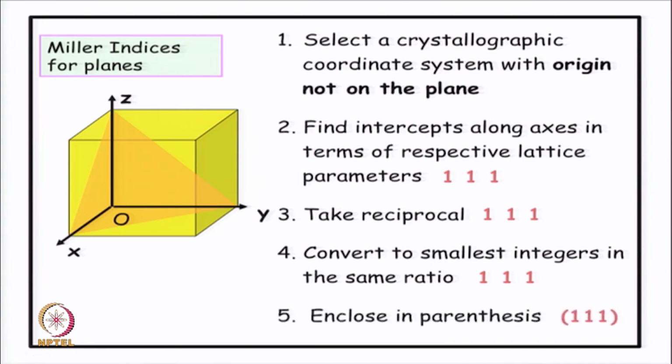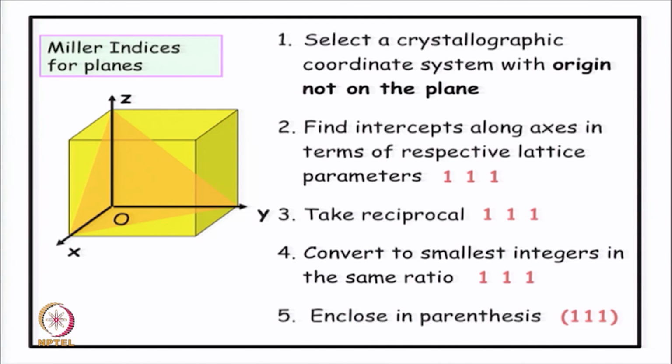The final step, again an important step, is to use the correct bracket, and in this case we use parentheses, that is the round brackets. For direction, remember we used a square bracket. Now, for planes we are using round bracket. These conventions we need to follow.